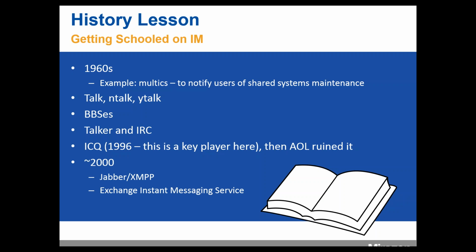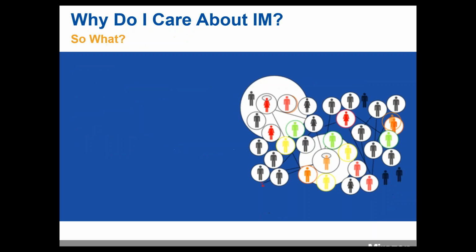Jabber, OpenFire, a protocol called XMPP to be able to do instant messaging. And you're probably wondering, since we're talking about Microsoft, yes, of course, Microsoft had a product. One of the larger products you may be familiar with would be the Exchange Instant Messaging Service, which is now defunct. But that leads us well into the question, why do I care about IM?